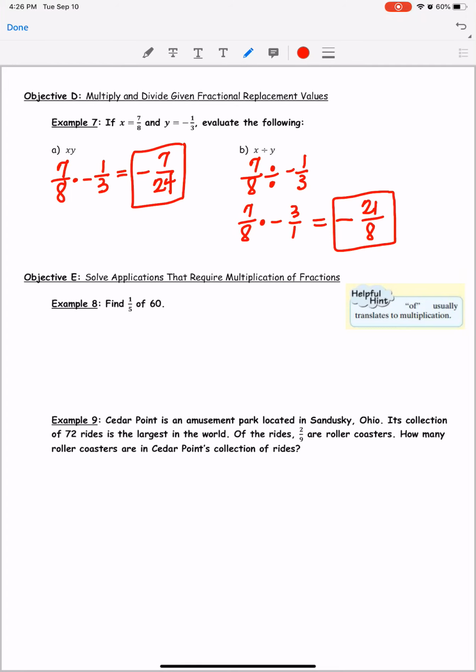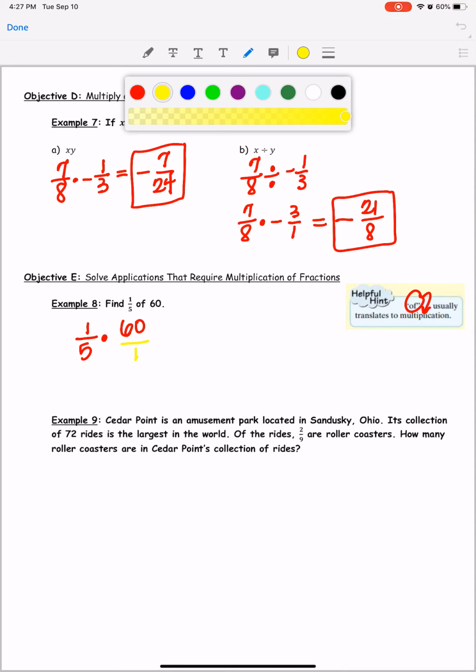All right, we're going to end this with a couple word problems. So E, we are solving applications that require multiplication of fractions. On 8, it says find 1/5 of 60. Tells you here, of usually translates to multiplication. So if of means multiply, we're just multiplying these two things. So I've got 1/5 times 60. If you need to, make 60 into a fraction, so that's 60 over 1. You don't have to if you don't need to.